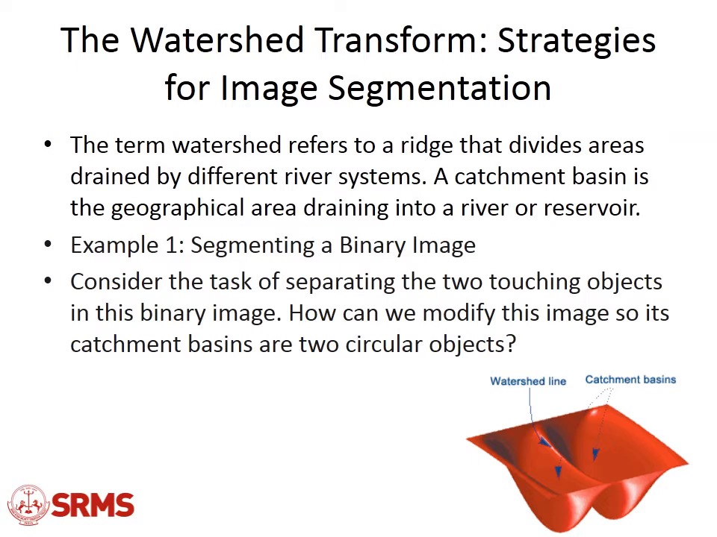In the segmentation of a binary image, we can have a figure defined by boundary lines. Although this figure includes red pixels, a variety of maroon and red, or red and black pixel values, can be observed here. Consider the task of separating the two touching objects in this binary image. How can we modify this image so its catchment basins are two circular objects? We can differentiate these two circles, these two objects, by forming two lines.